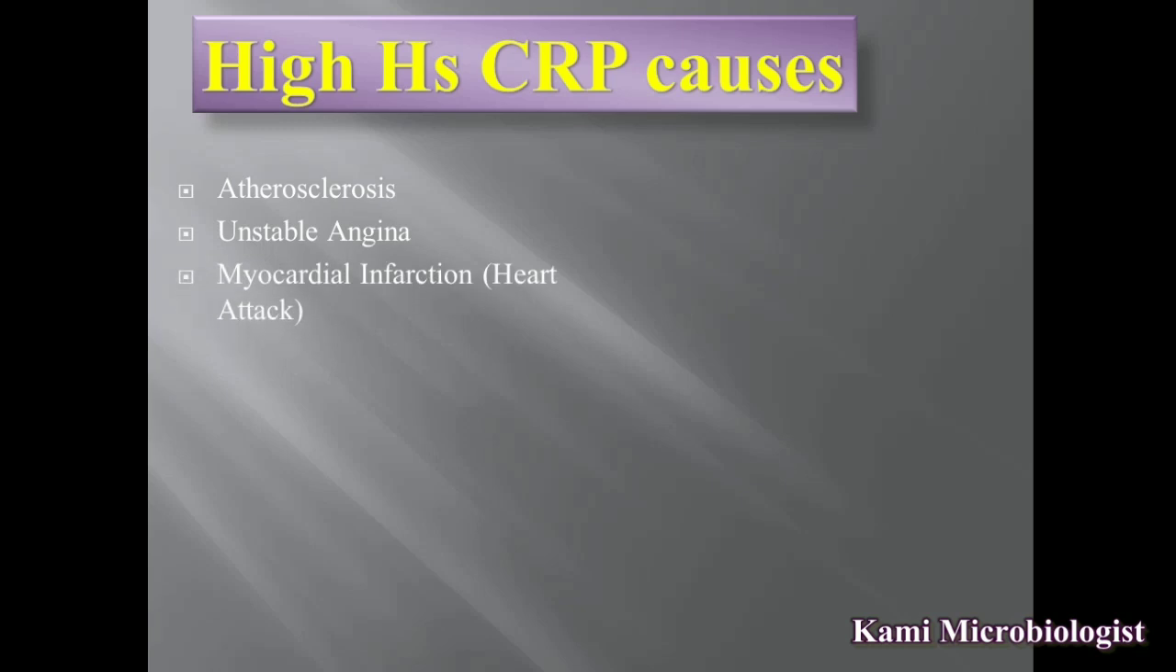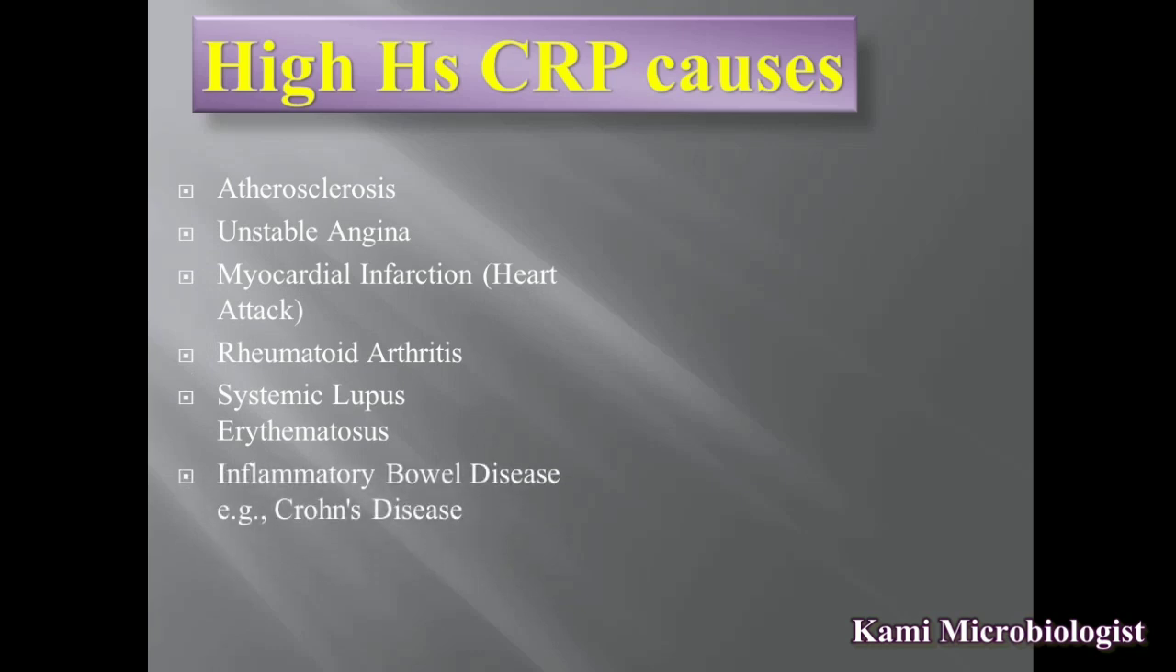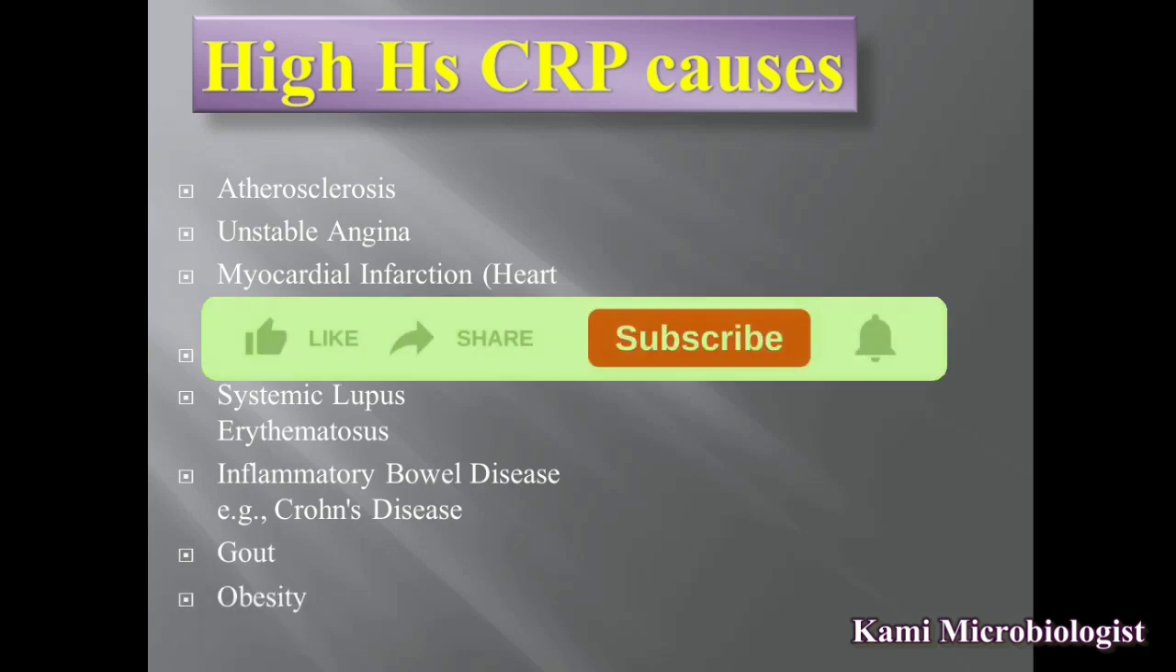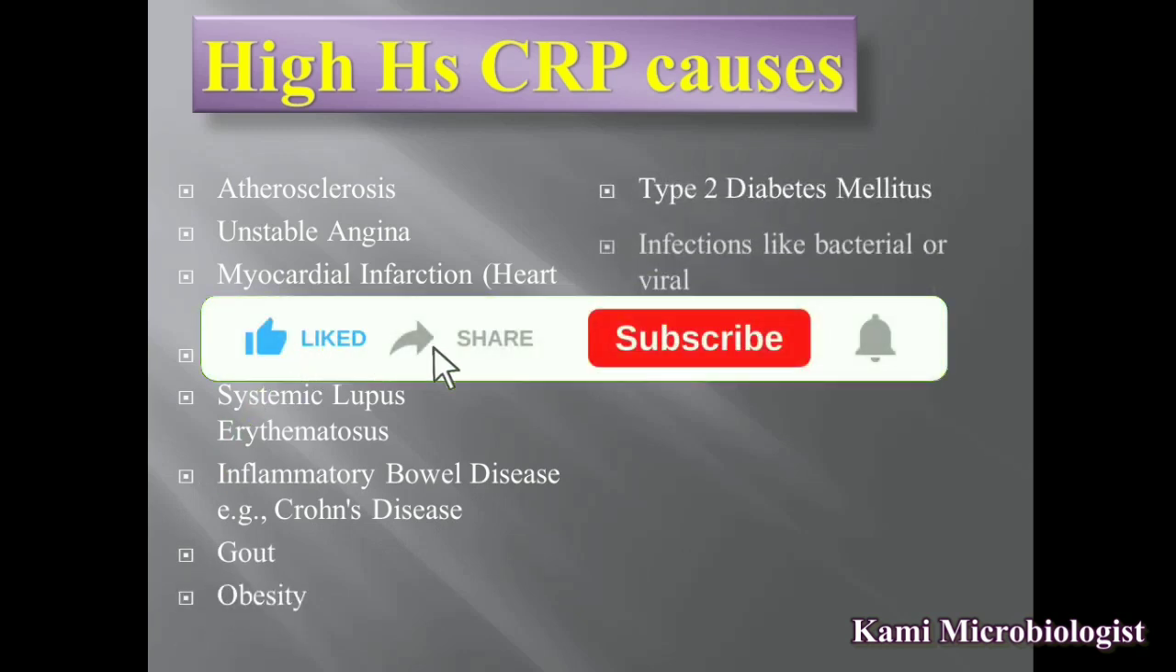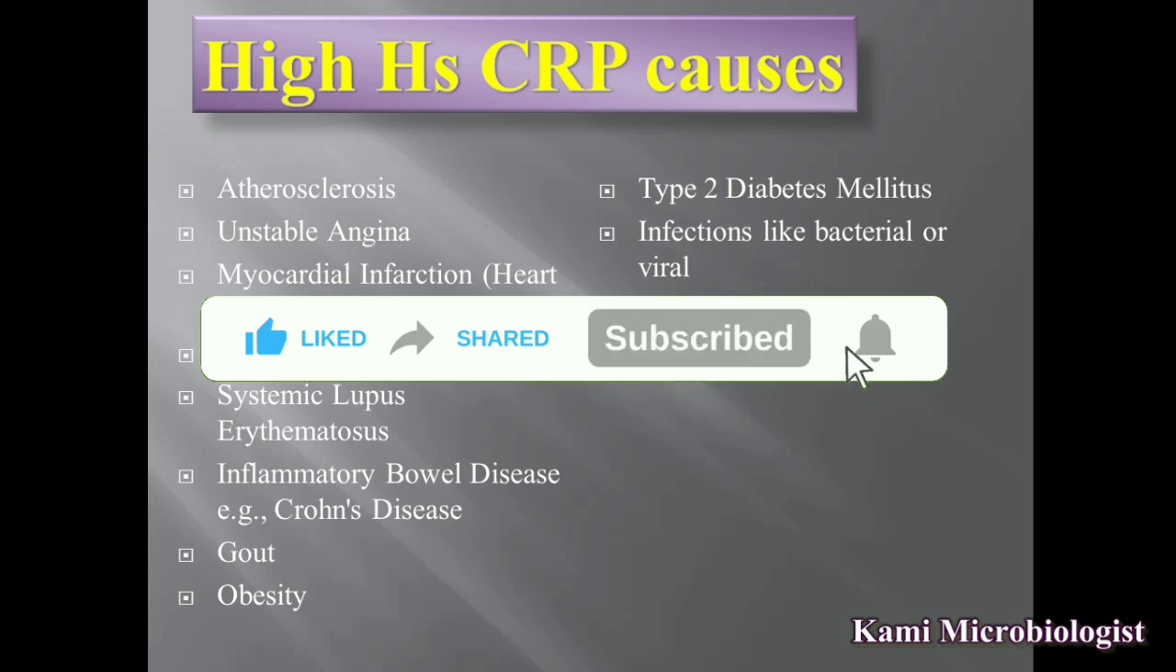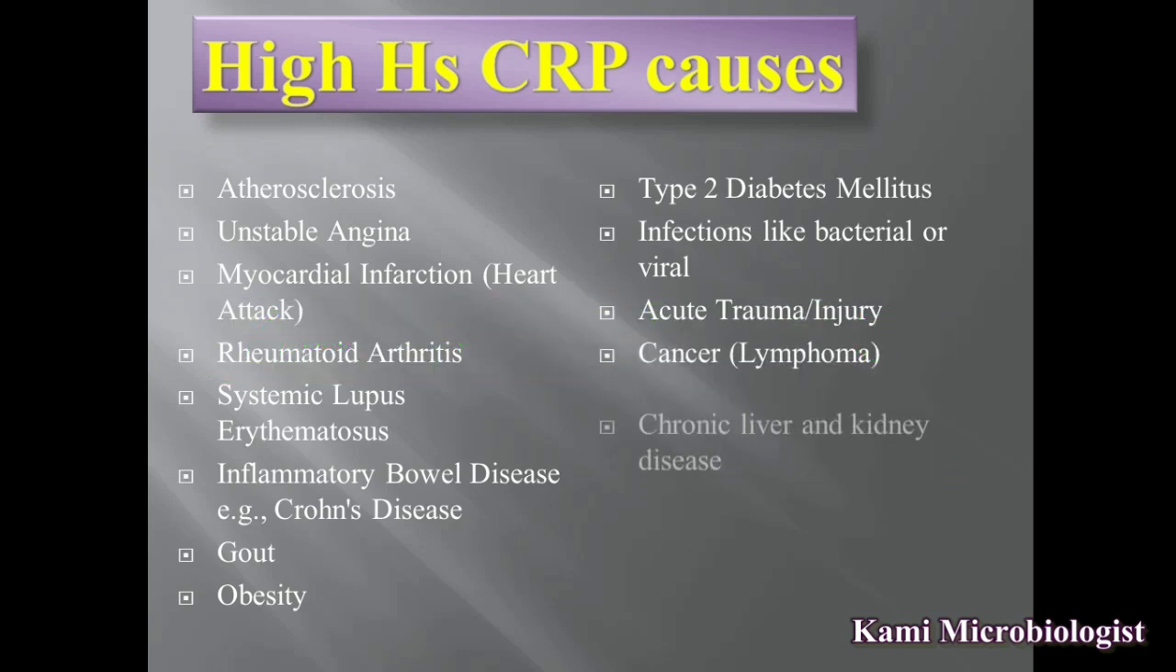Next we have myocardial infarction, which we also call heart attack. Rheumatoid arthritis, pain in the joints. We have systemic lupus erythematosus, which is an autoimmune disease. Inflammatory bowel disease, like Crohn's disease, and gout. We have obesity, type 2 diabetes mellitus, infection like bacterial or viral, acute trauma injury, cancer like lymphoma, chronic liver and kidney disease, and smoking. So these are the main conditions through which Hs CRP gets high in the body.